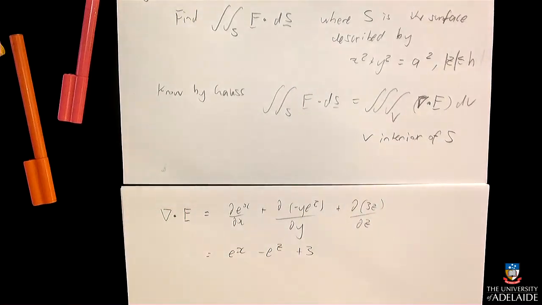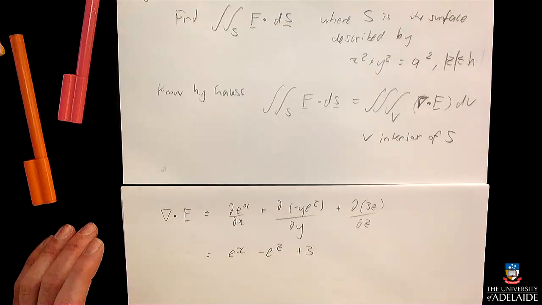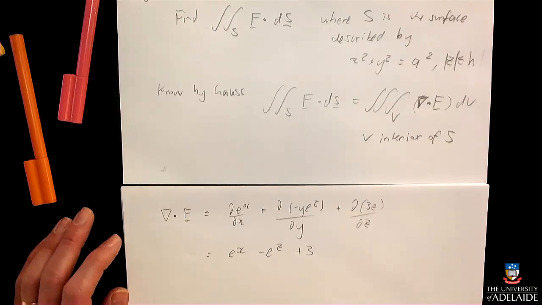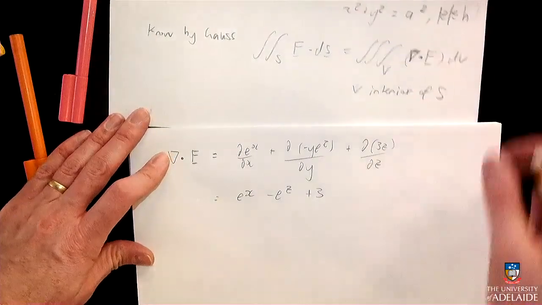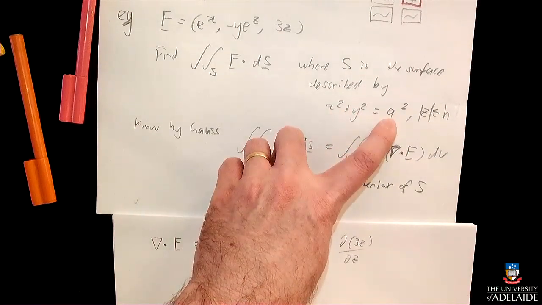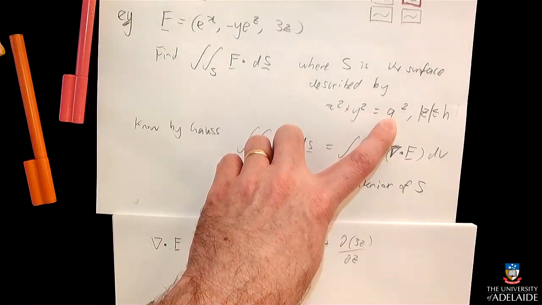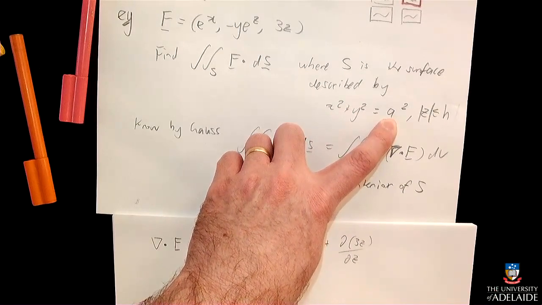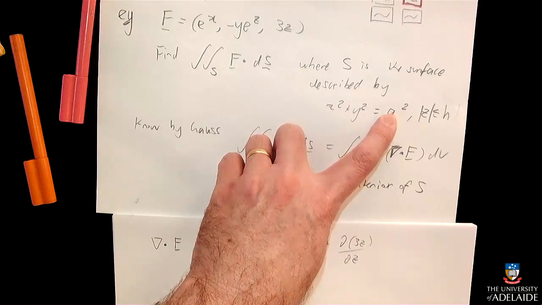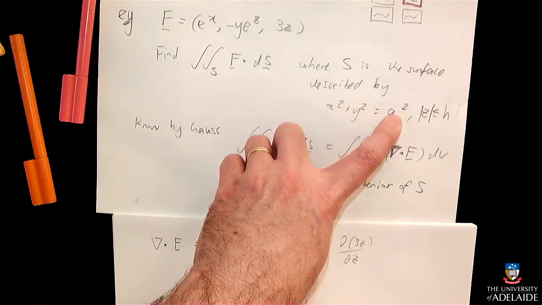Okay, that's the divergence. And we're going to need to figure out how to locate every point inside this volume. So we really need to figure out what this volume is. So let's see. x squared plus y squared equals a squared would normally be a circle in 2D. But since this doesn't tell me what the z coordinate is, it doesn't matter what the z coordinate is. So it will be a circle at every z.